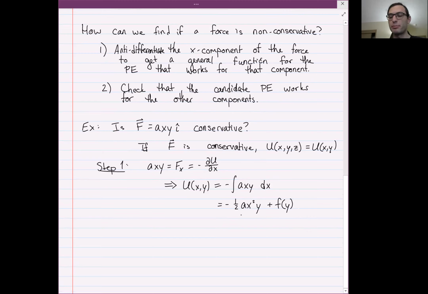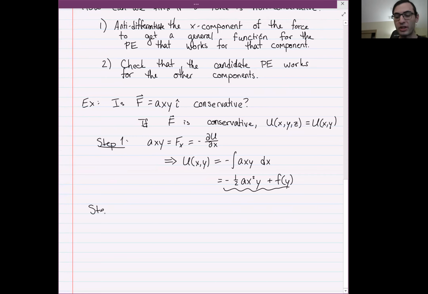This is our candidate potential energy function. And f is just some function. It's just some random function. We don't know what it is. Step 2 says test it on the other components.